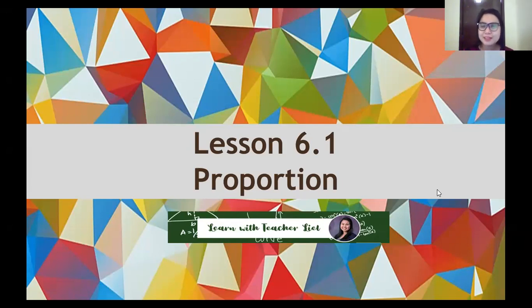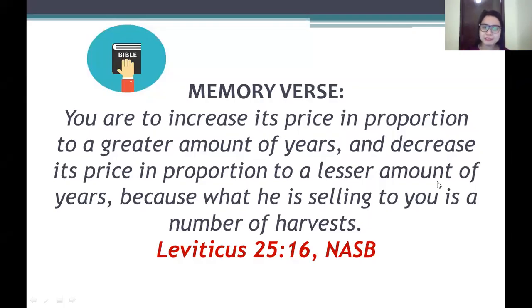To start with, let's recite today's memory verse, found in Leviticus 25, verse 16. It says, "You are to increase its price in proportion to a greater amount of years, and decrease its price in proportion to a lesser amount of years, because what he is selling to you is a number of harvests."